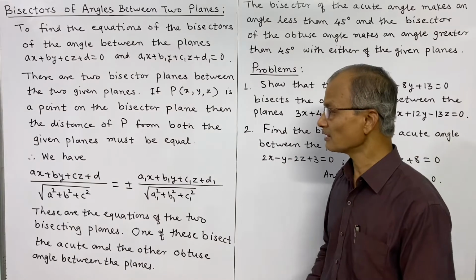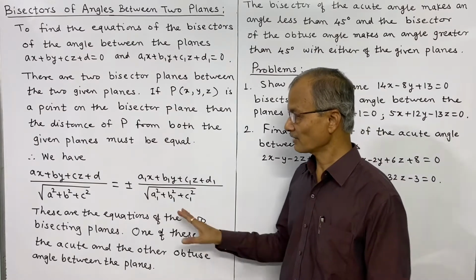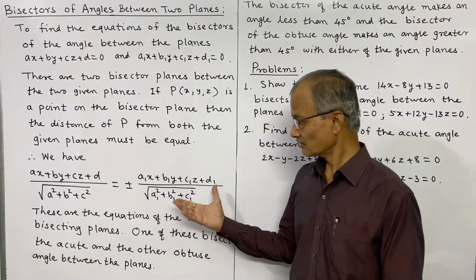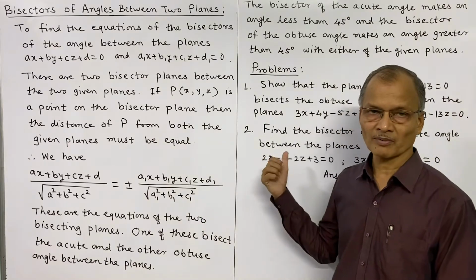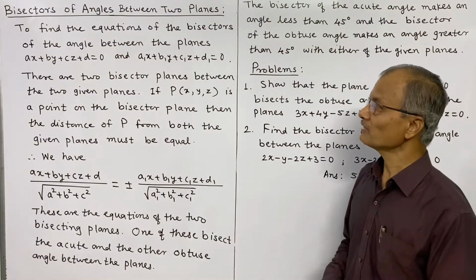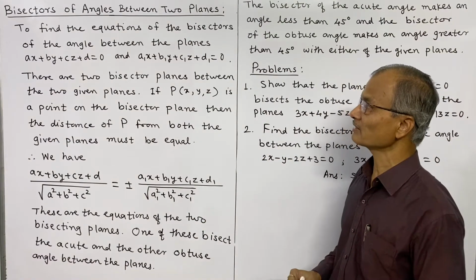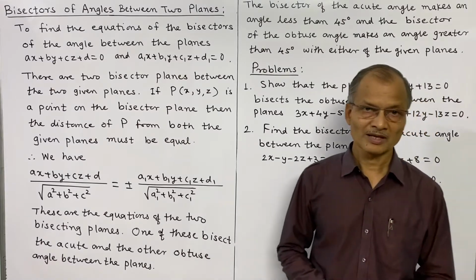We will see the meaning of this, and after seeing the result we will solve the problems on this result. First we will see what is the meaning of bisector of angle between two planes.